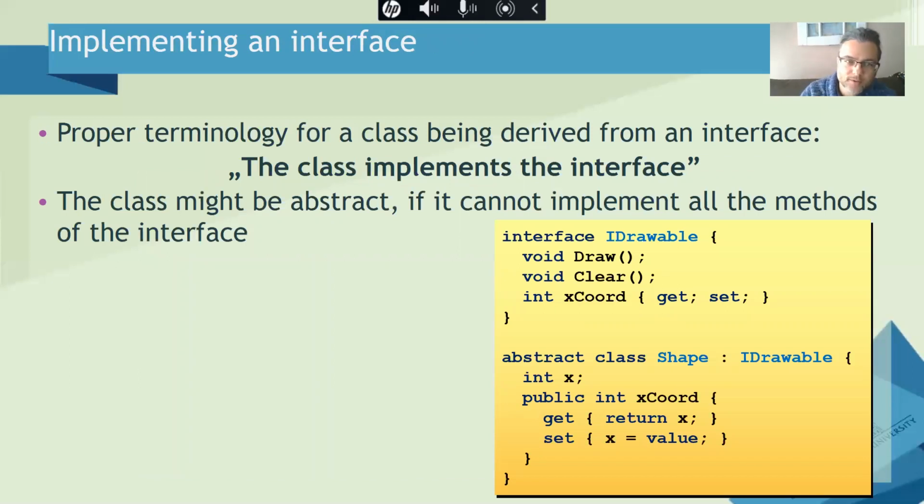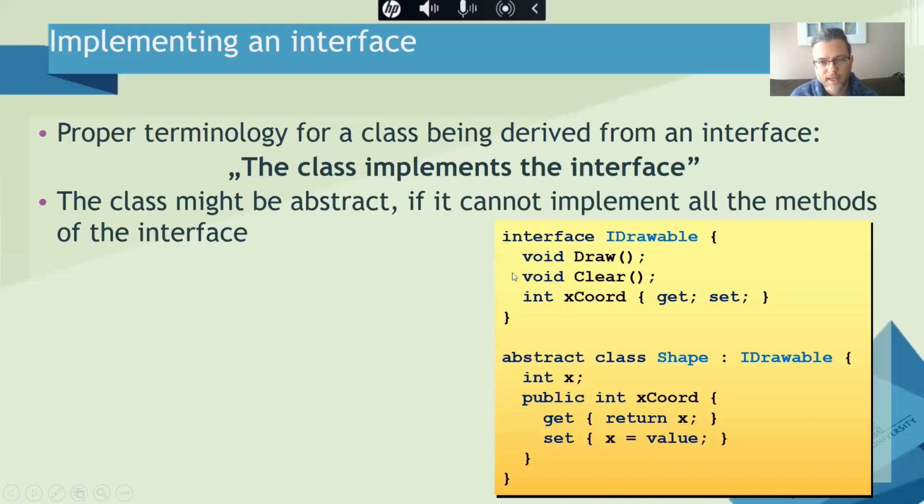The last slide of this kind. Whenever you derive a class from an interface, you should use this terminology. The class does not really derive from the interface. It rather implements the interface. So this is the official terminology. The class implements the interface, because this is what it does. It implements all the abstract methods and properties coming from the interface.